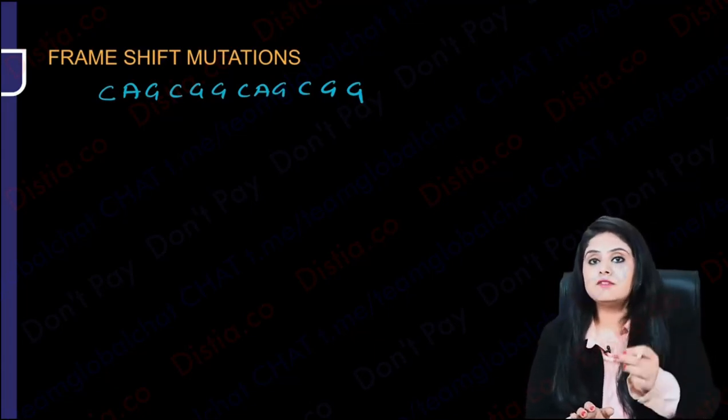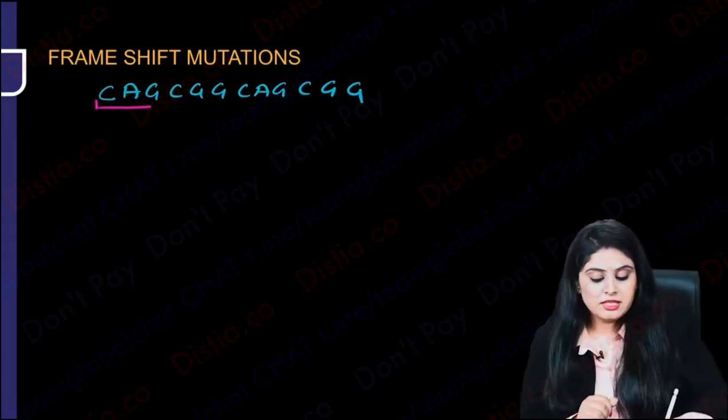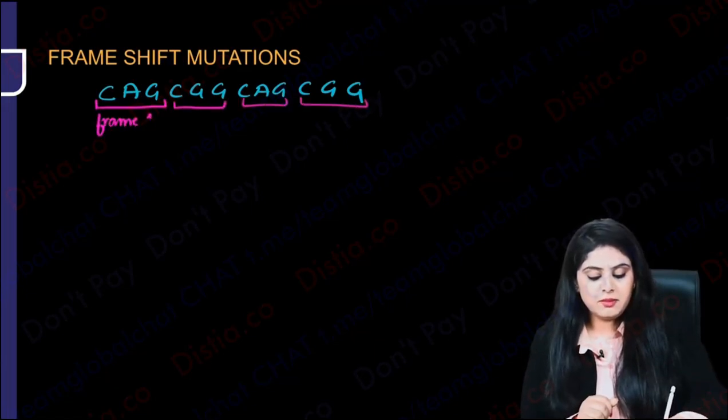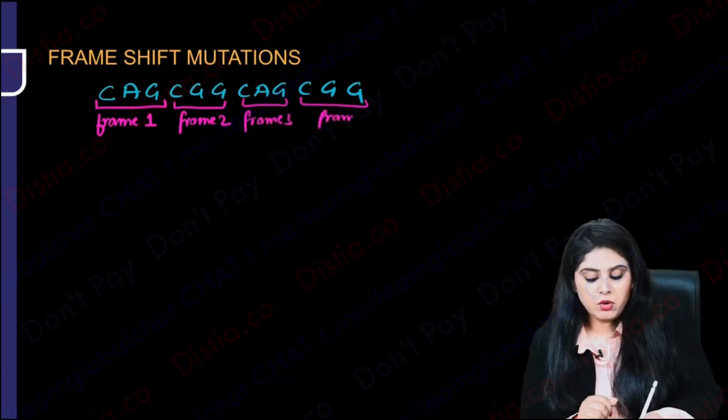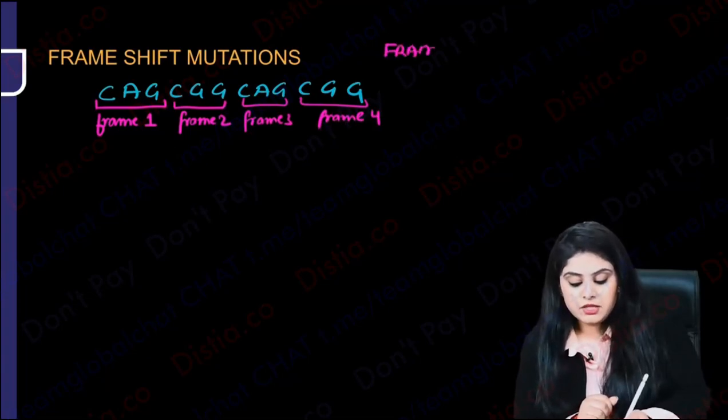You started reading alphabet, alphabet, alphabet. The body doesn't have so much time. The body will read it triplet, another triplet, another triplet. So the body will say this is frame number 1, then this is frame number 2, then this is frame number 3, frame number 4. So the body is going to read it as what? Every frame is going to be a triplet for all of us, isn't it?